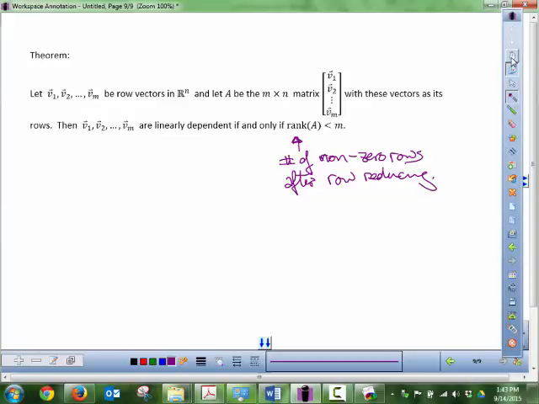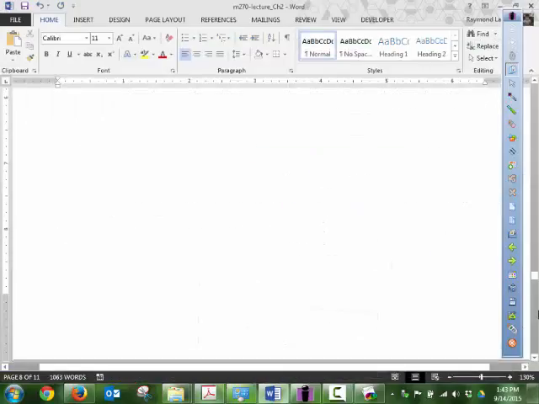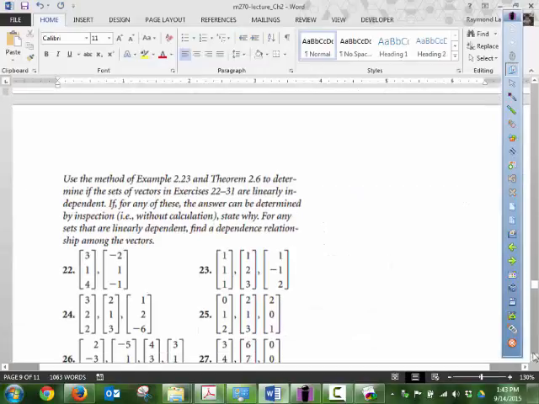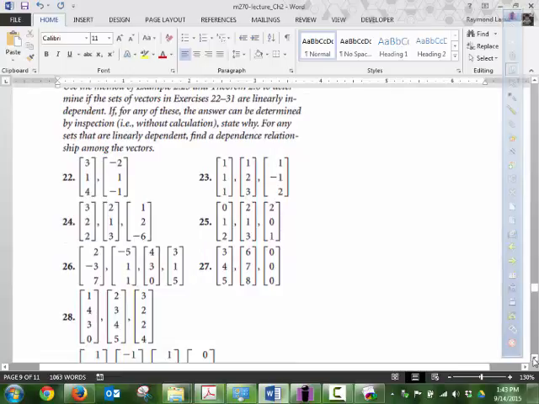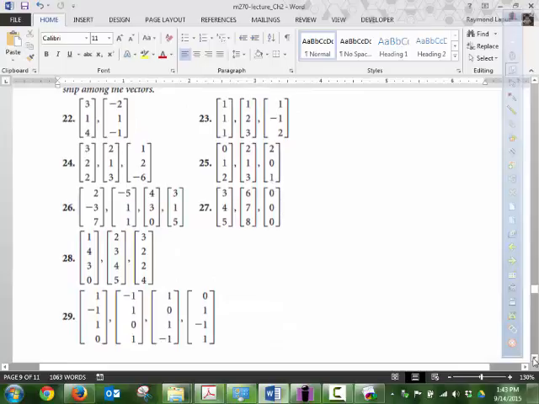All right, looks like I have some problems here. I don't know if we should do any of them. Determine if they're linearly independent or dependent. Which one should we do? You know what? I'm going to use Wolfram Alpha.